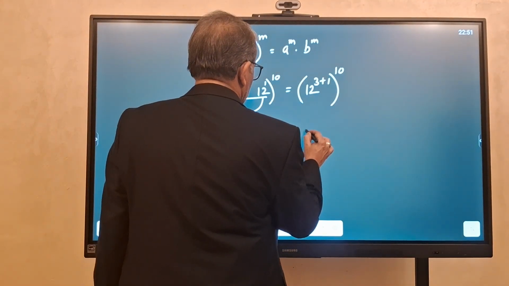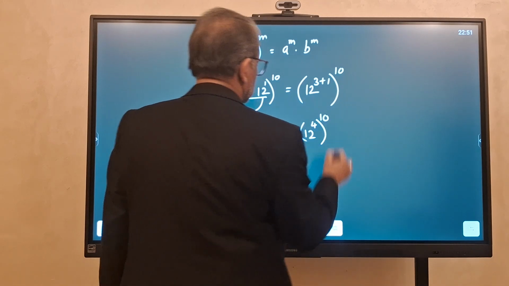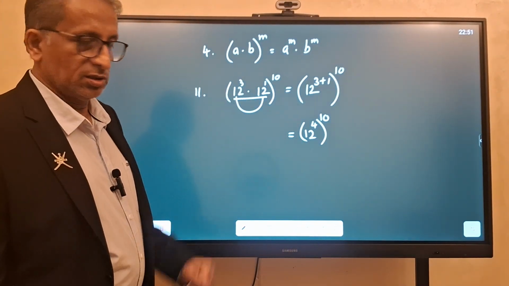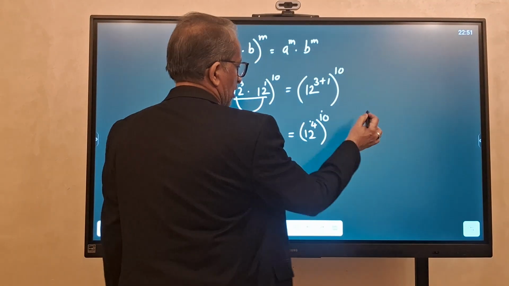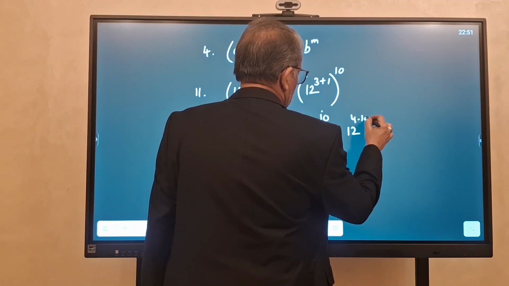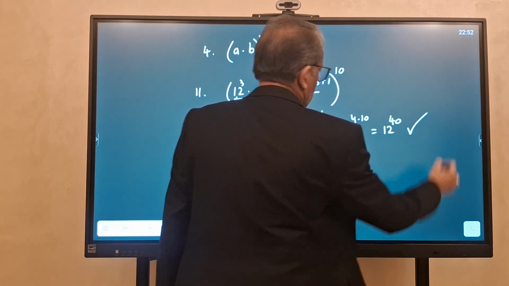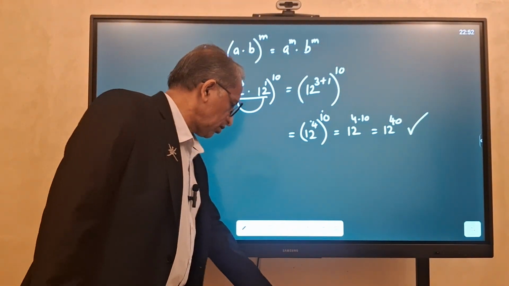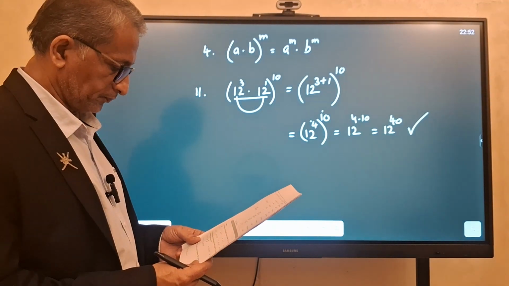So what is the power of 12? It is 4, whole power 10. Now we are using the formula number 3. That is, we have two powers, I multiply these. That is 12, 4 into 10. That is 12 to the power 40 is the answer. So this is how we solve the examples using the laws of exponents.